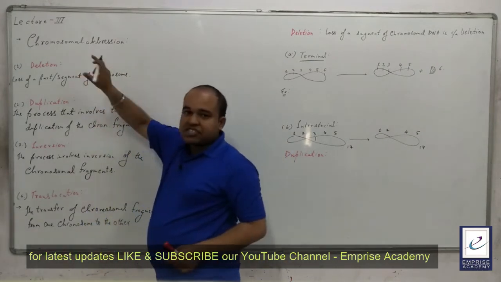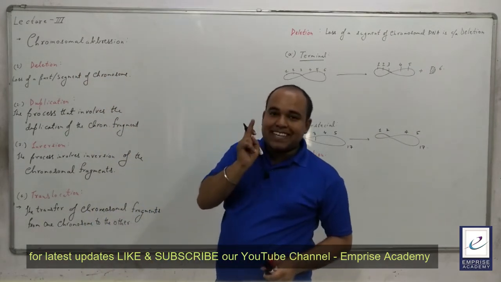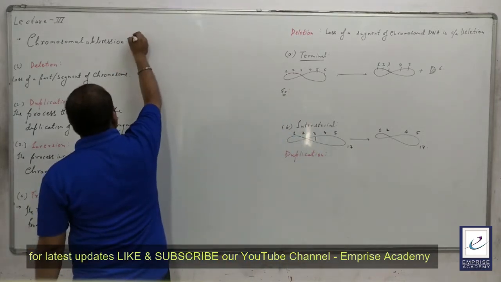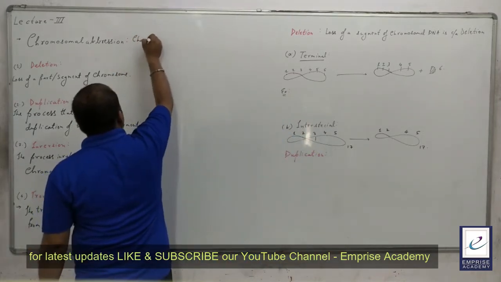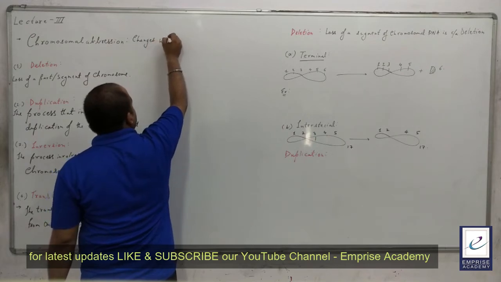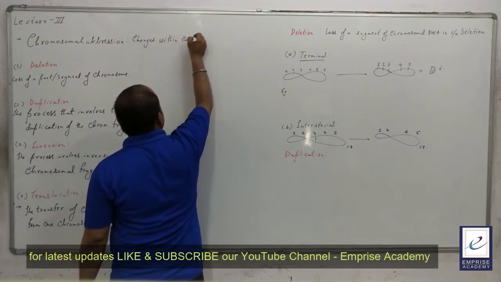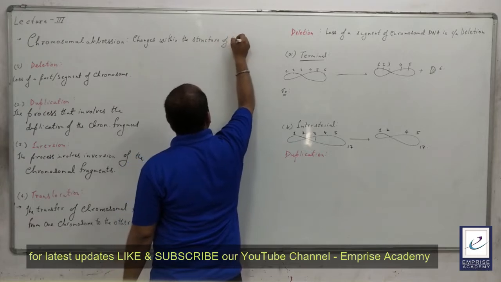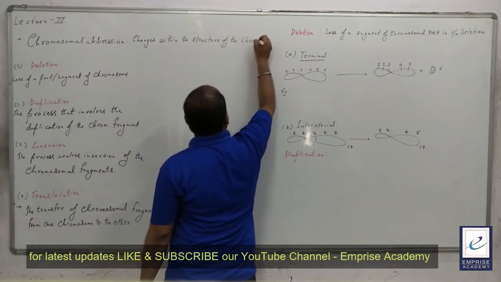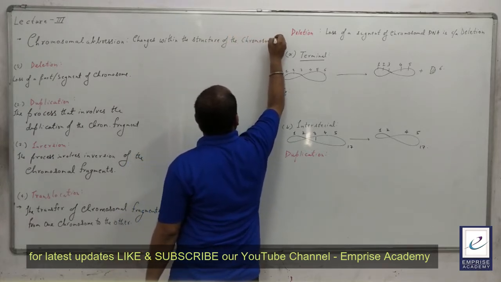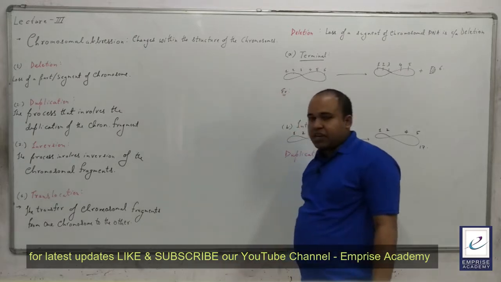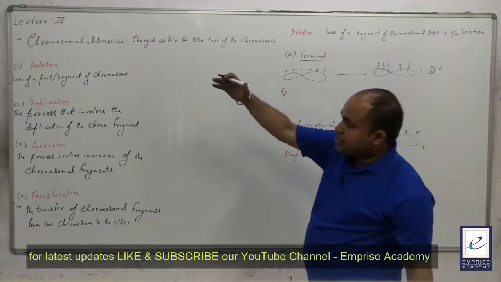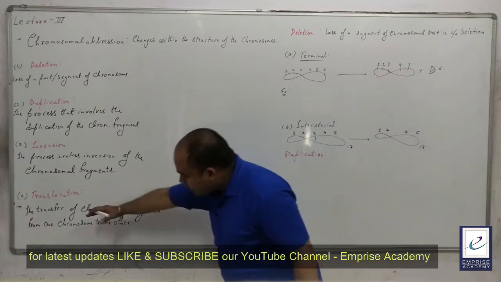Chromosomal aberrations refers to the changes in the structure of the chromosome. These refer to the changes within the structure of the chromosomes, which is referred to as chromosomal aberration. These can be of the following four different types: deletion, duplication, inversion and translocation.